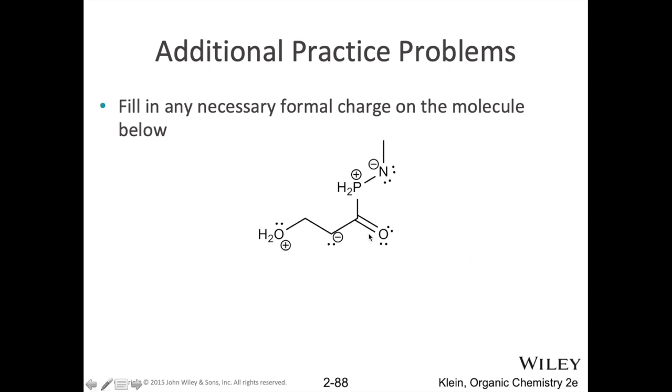Okay, and of course this oxygen here is neutral. It's got 2 bonds and 2 lone pairs, so if you count electrons around it, it's 6 electrons, and that's why it's a neutral atom.